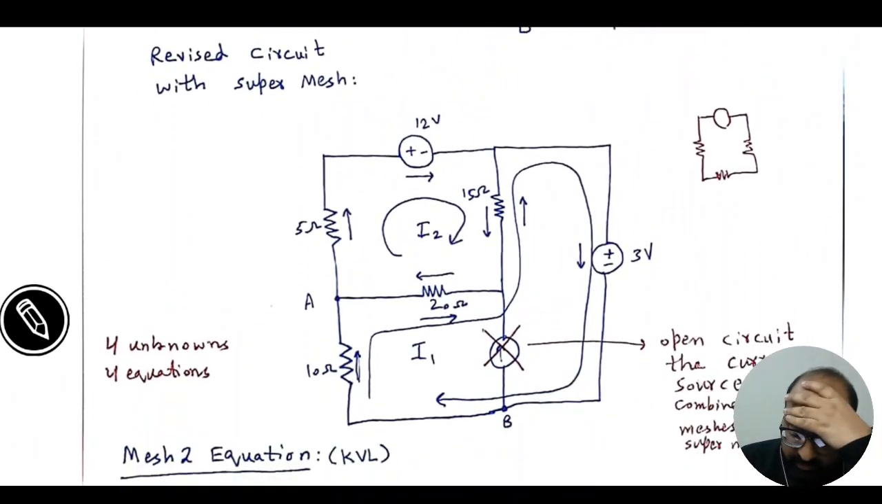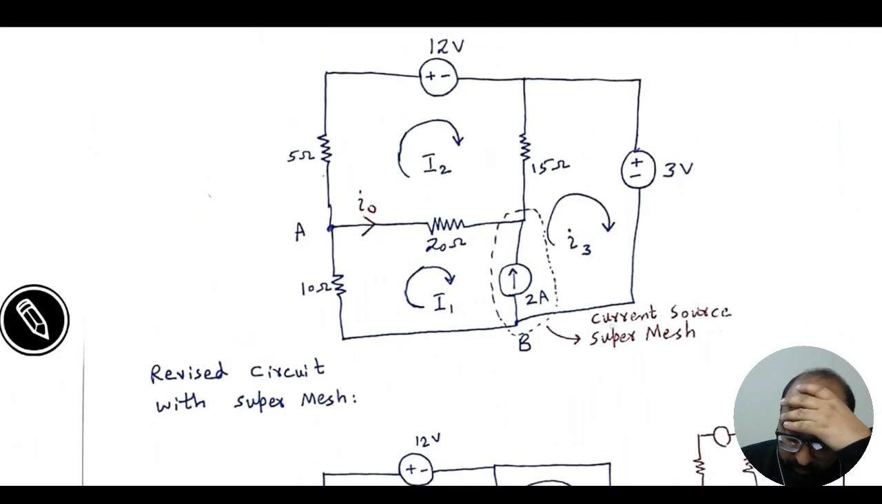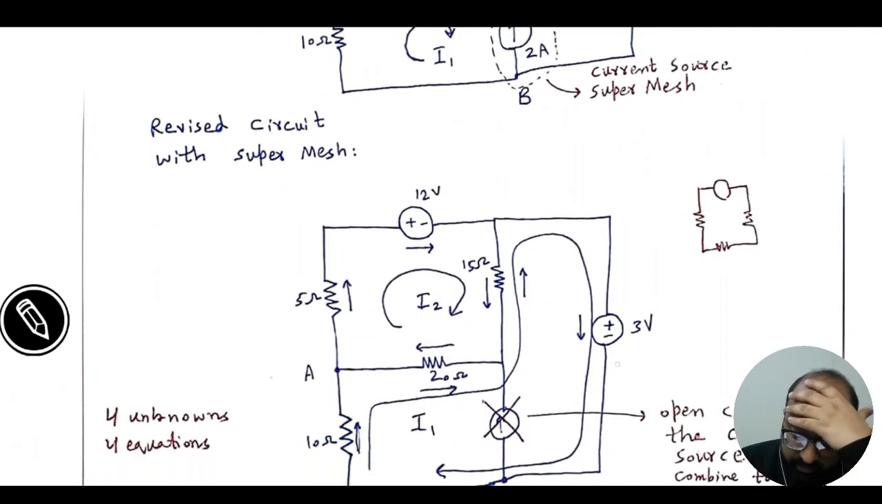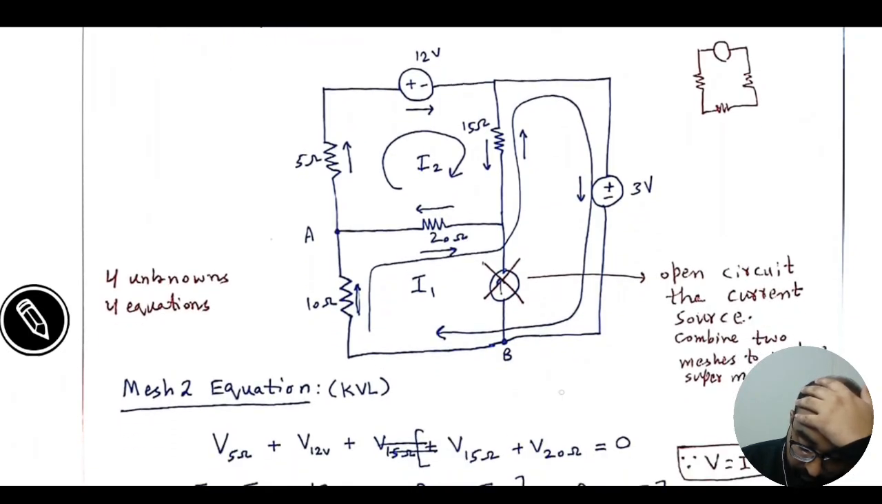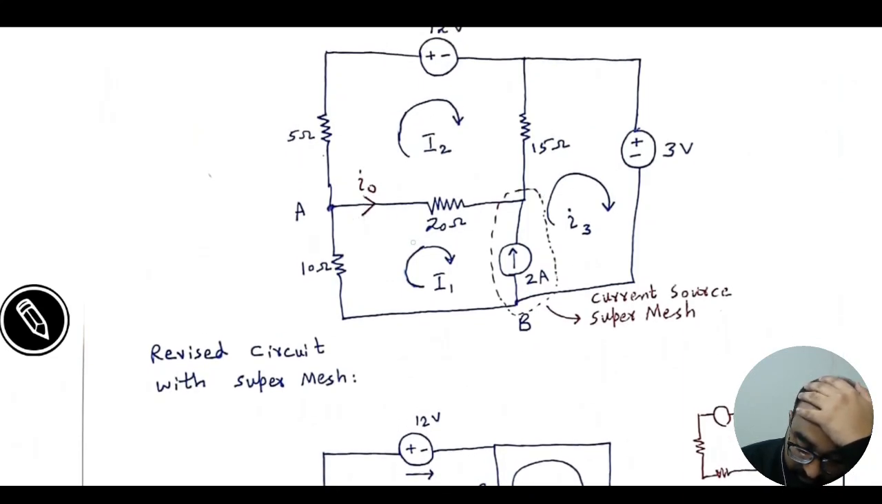In this circuit, you can see there are three current loops I1, I2, and I3, and a fourth unknown parameter I0. So, in order to resolve this circuit, we will have four different equations and four unknowns. By applying mesh current analysis, we will determine values of I1, I2, I3, the current flowing in this loop, and I0, which is flowing through the 20 ohm resistor.